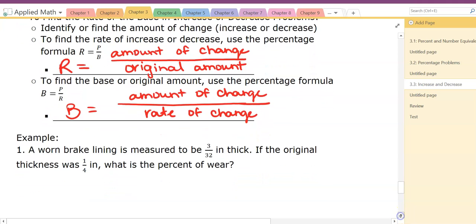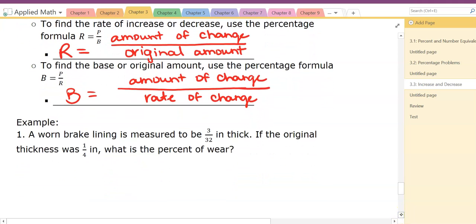So number 1 says a worn brake lining is measured to be 3 over 32 inches thick. If the original thickness was 1/4 of an inch, what is the percent of wear? So how much has this been worn down over time? And we're looking for a percent of wear, which means that we're looking for the rate. So you're going to use R. So the R equals P over B formula from up above.